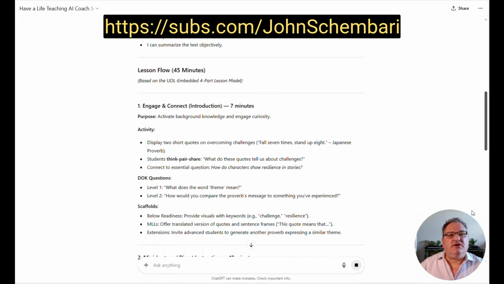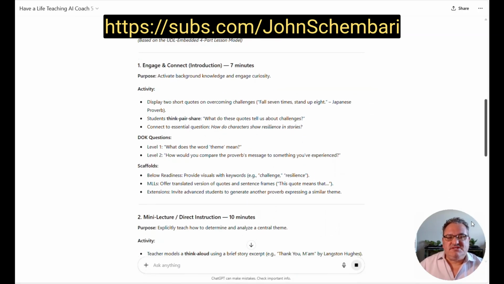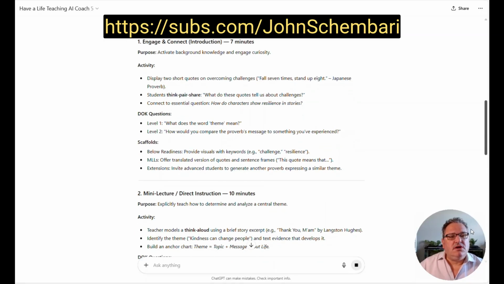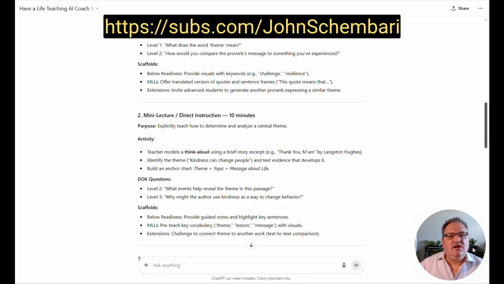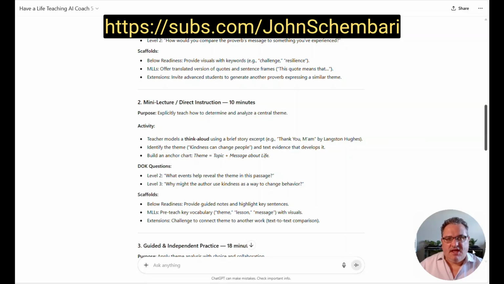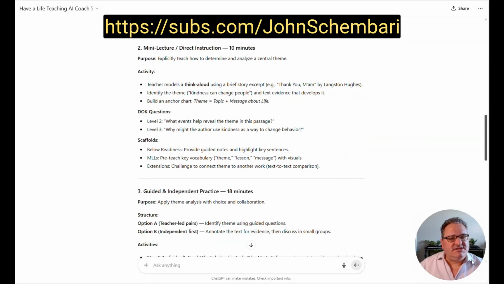And as you can see here, you got the lesson flow. You have a 7-minute introduction or hook. You have the DOK questions that go along with that level of inquiry that needs to happen when we're talking about an introductory activity. And again, the introduction's just to get students involved in the lesson. It has scaffolds for the student categories that we mentioned. You got a 10-minute mini lesson, again, with the DOK questions you as a teacher can be asking to ensure that students are following along.